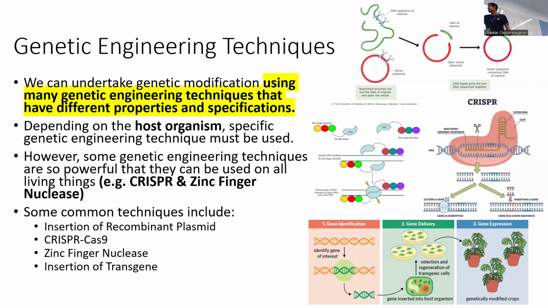So some of the genetic engineering techniques that we're going to be looking at are insertion of recombinant plasmids. This is going to be the other topic on recombination, CRISPR-Cas9, which we're going to look at today, zinc finger nuclease, which we won't actually cover, and then insertion of a transgene.